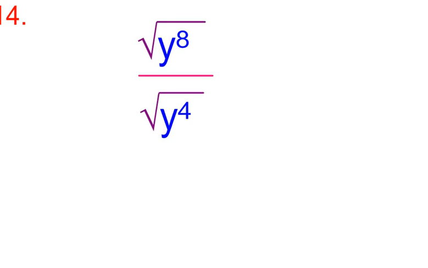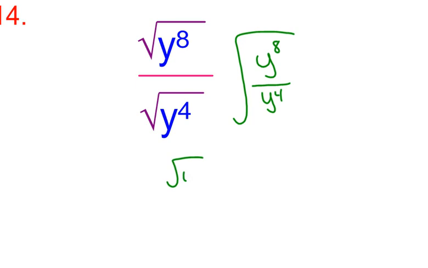Number 14 then, this whole big square root can be written as y to the 8th over y to the 4th. So I say bigger y, top or bottom? Top. 8 minus 4 is 4. So I have the square root of y to the 4th. And when I divide that by 2, I'd get y squared. I did not start with an even and end with an odd, so that's my answer.